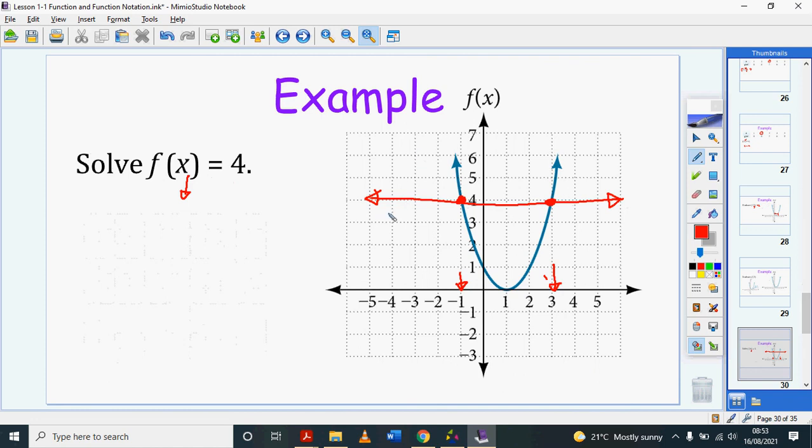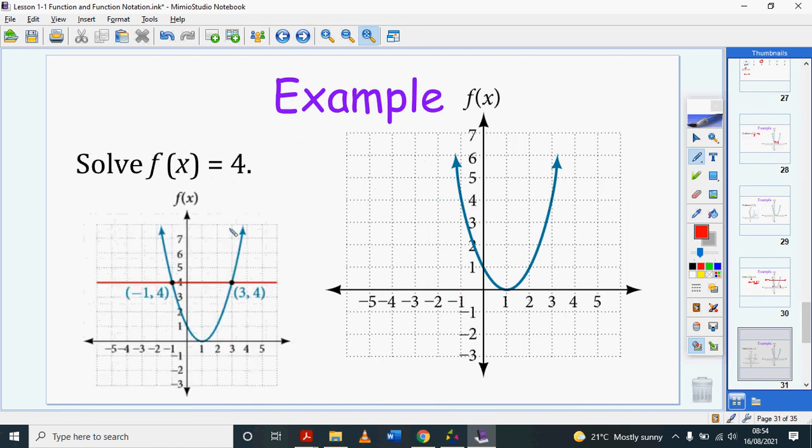So the x values here are positive or negative 2, because I have 2 x values that give me a y value of 4 on this graph.